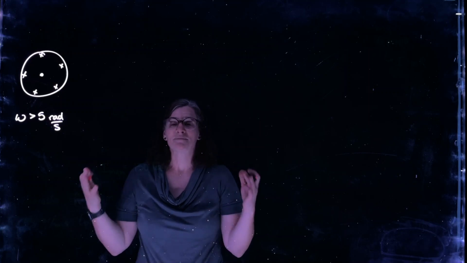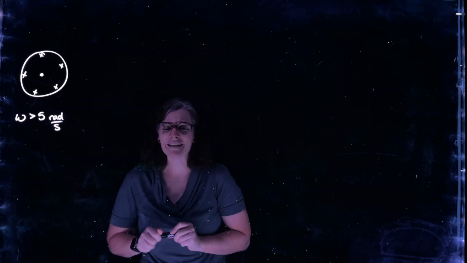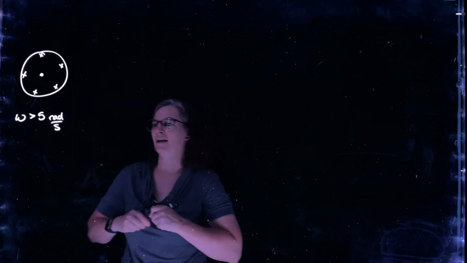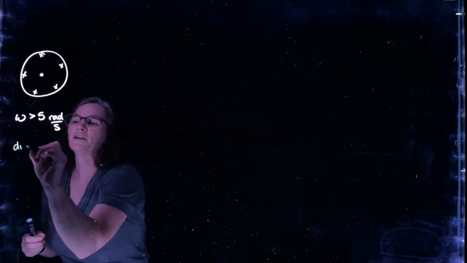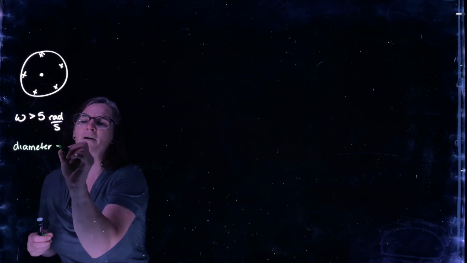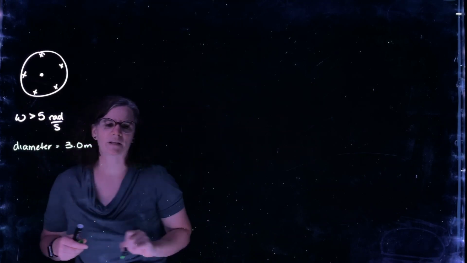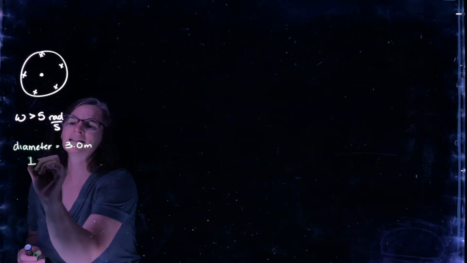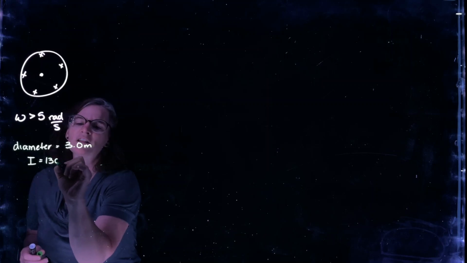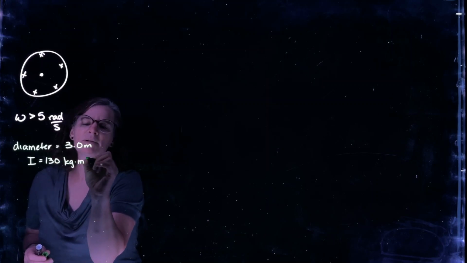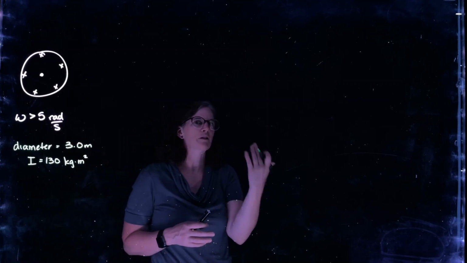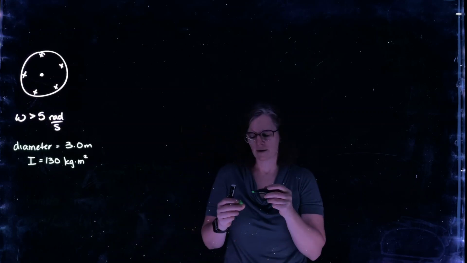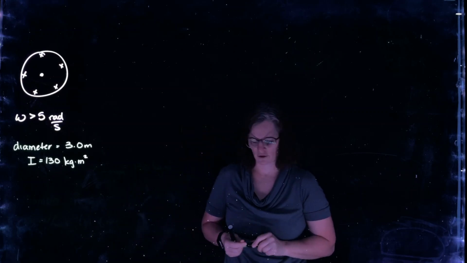All right. Of course, we do need to know a few ideas about the merry-go-round. First, we know that the diameter of that merry-go-round is 3 meters, and that merry-go-round has a moment of inertia of 130 kilograms times meters squared. Now this is a flat, relatively uniform disc, but it has these handles on it. So I'll just give you that the moment of inertia of the merry-go-round is 130 kilograms times meters squared.